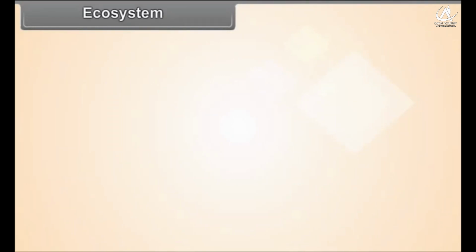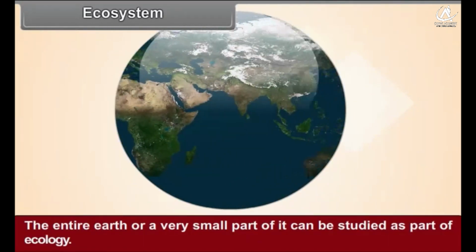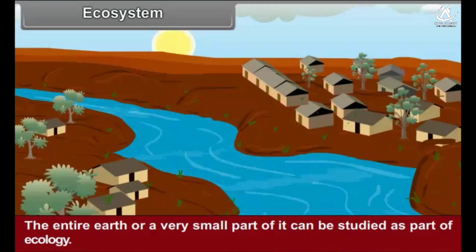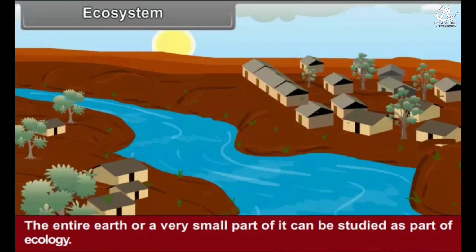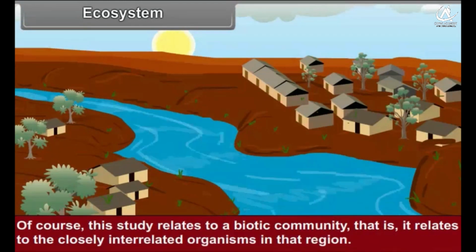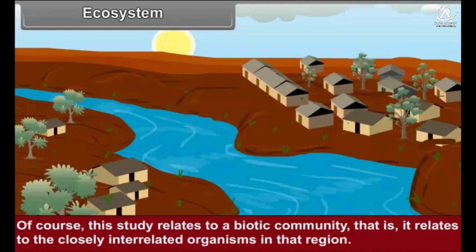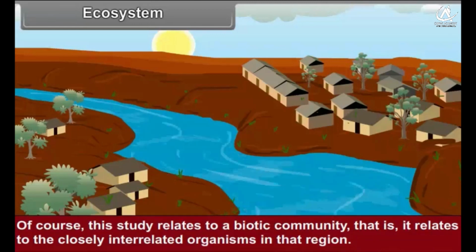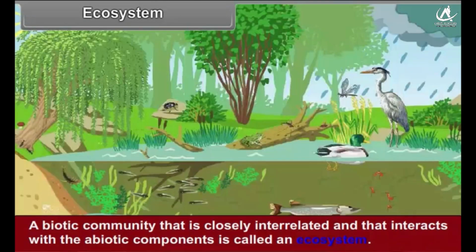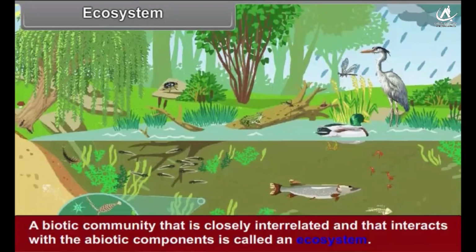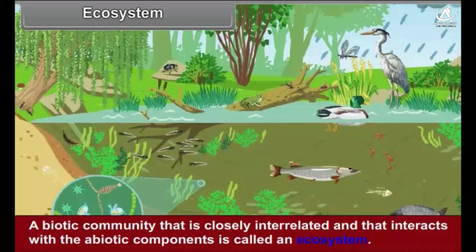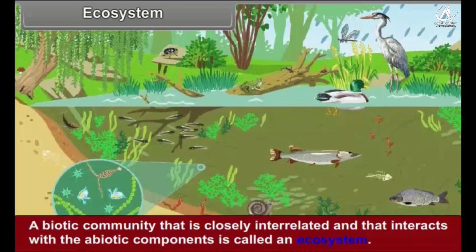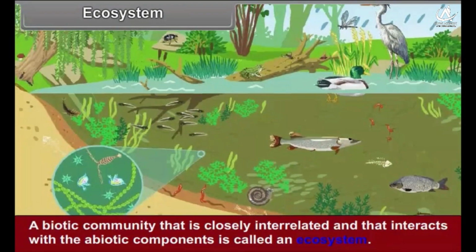Ecosystem. The entire earth, or a very small part of it, can be studied as a part of ecology. Of course, this study relates to a biotic community, that is, it relates to the closely interrelated organisms in that region. A biotic community that is closely interrelated and that interacts with the abiotic components is called an ecosystem.